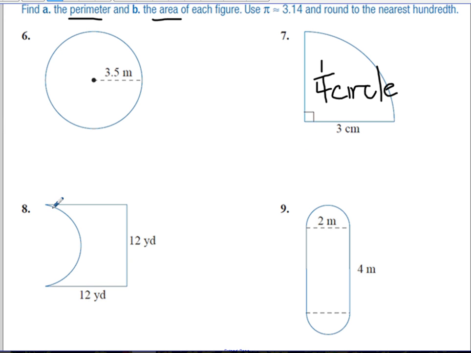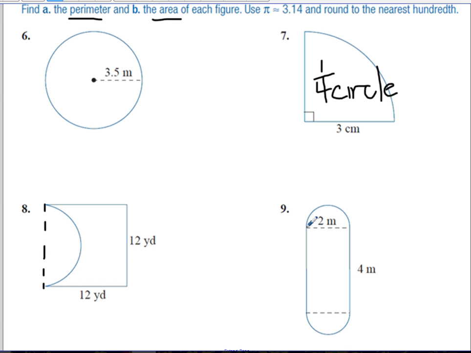For number 8, for the perimeter, notice we have 3 sides, and then you're going to find half of the circumference of a circle to be able to get this round piece here. And then when you're doing the area, you're going to think of this as a square with a half a circle being taken away. And so find the area of your square, subtract the area of half a circle there.